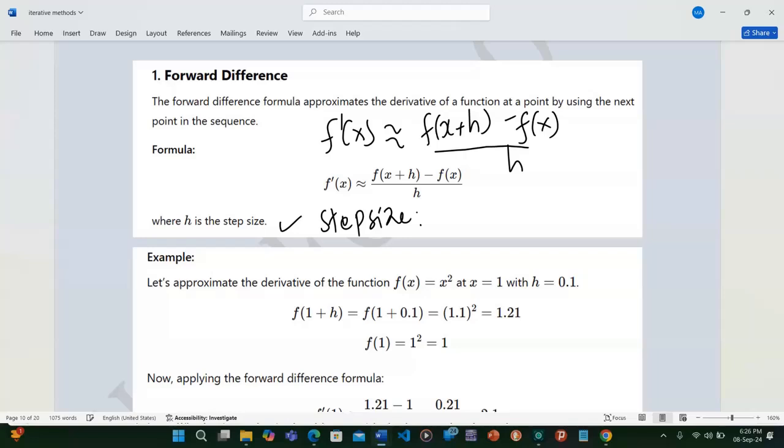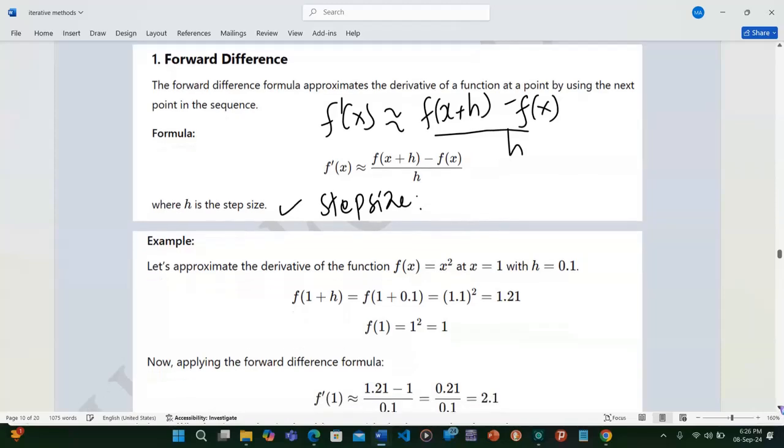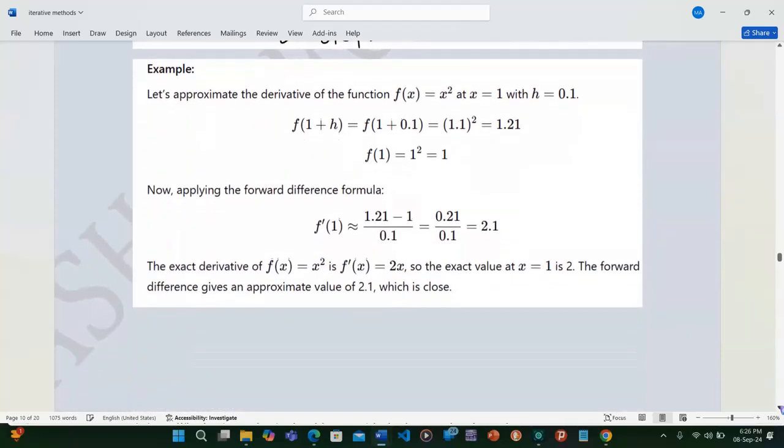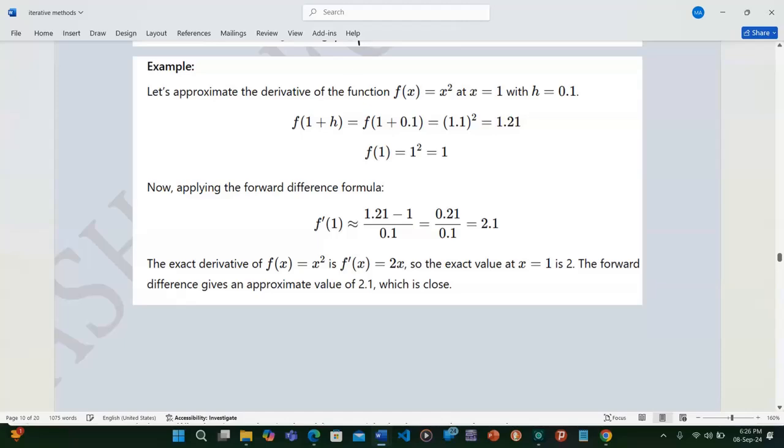Okay, so if h is the step size, let's look at an example. Let's approximate the derivative of a function f of x equals x squared at x equals 1 with a step size of 0.1. So we need to look for f of 1 plus h, which is 1 plus 0.1, and that is 1.1.